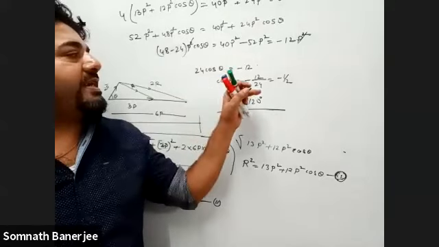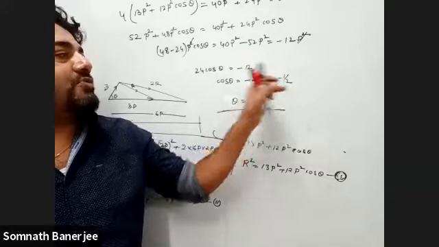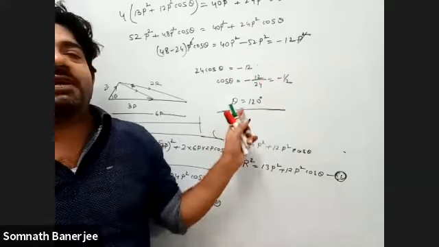So cos theta is minus 12 by 24, that is minus 1 by 2. So when cos theta is minus half, theta is 120 degrees.